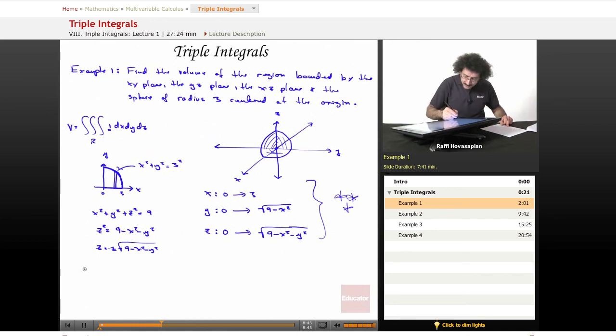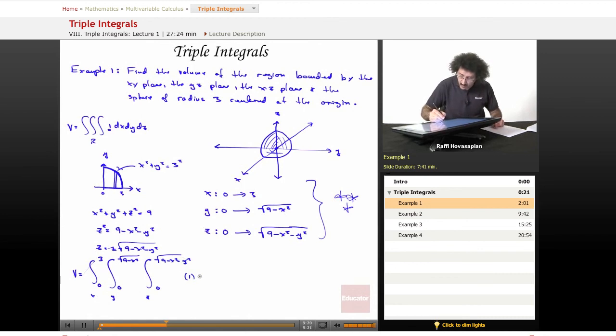So the volume is going to equal the integral from 0 to 3. That's going to be my x. It's always good to keep track of what's going first, second, third, because you're going to work your way inside out. So the integral, y is going from 0 to radical 9 minus x squared. That's y. And z is going to go from 0 to radical 9 minus x squared minus y squared. And of course, our function is 1.